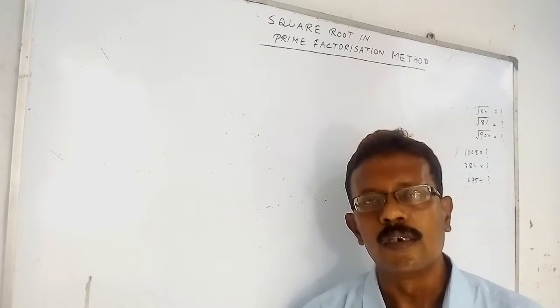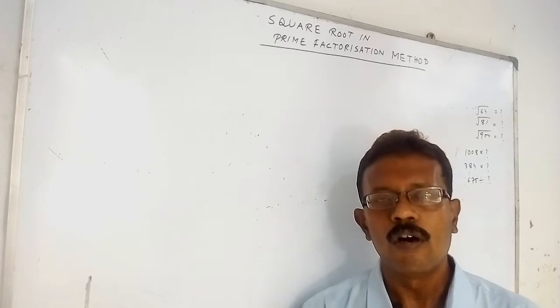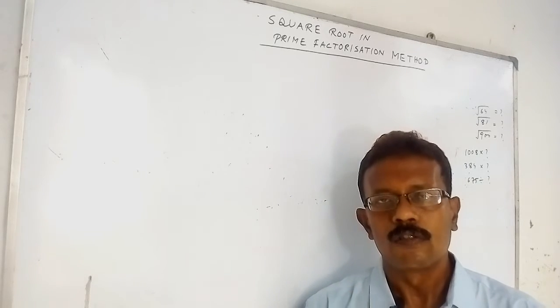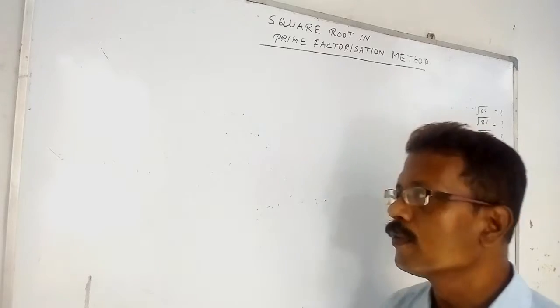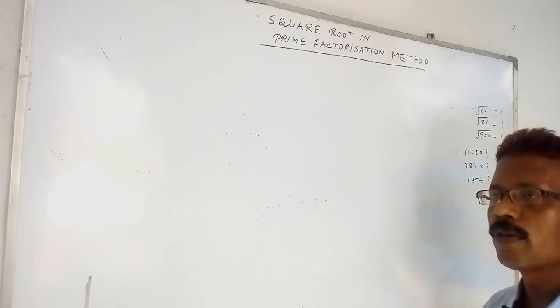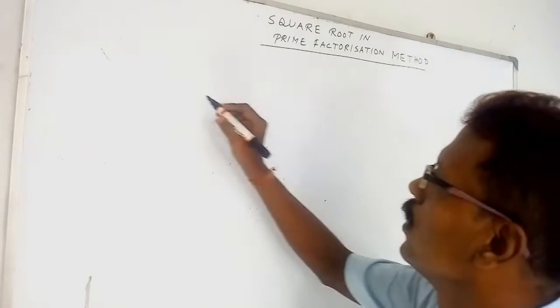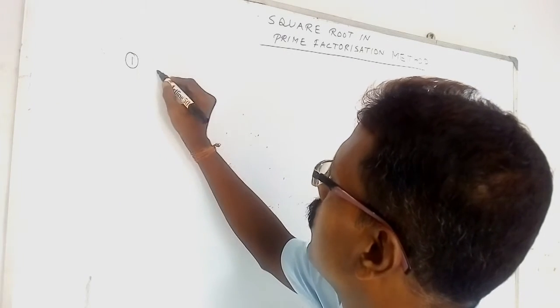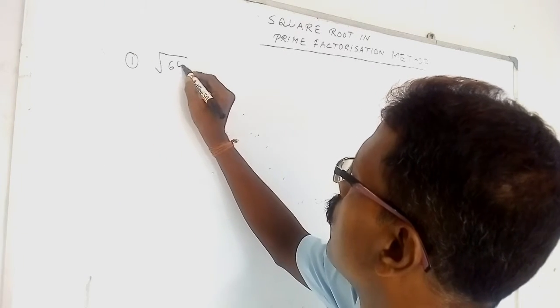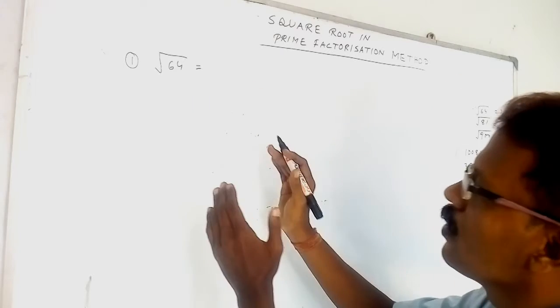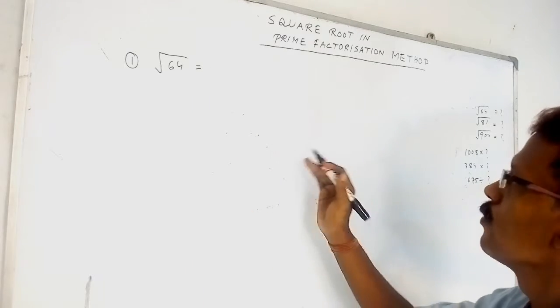Today we are going to learn to find the square root by the prime factorization method. So let's start this video. That is the prime factorization method. The first sum is 64. First we have to find root over 64, and it is to be done by the prime factorization method.